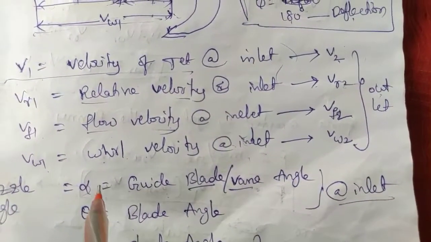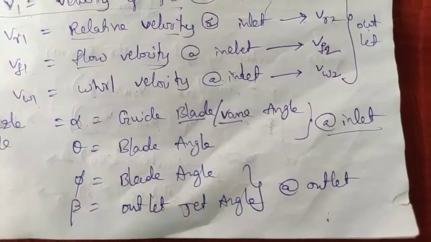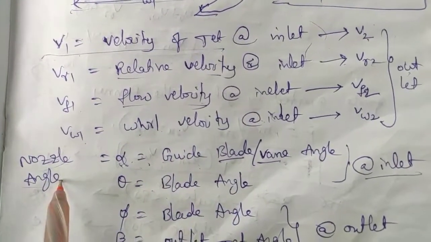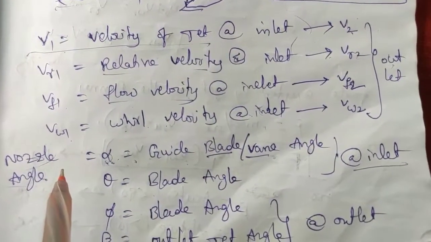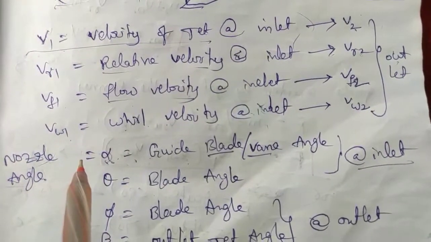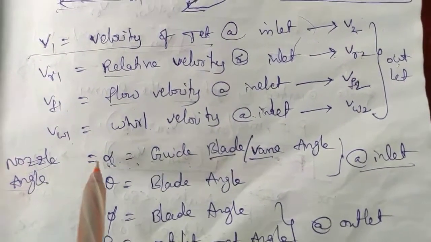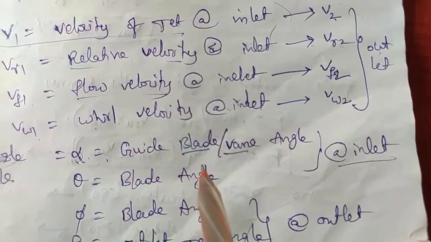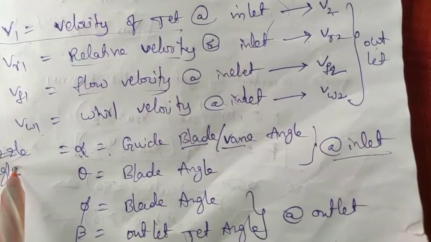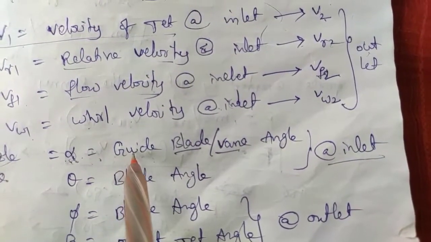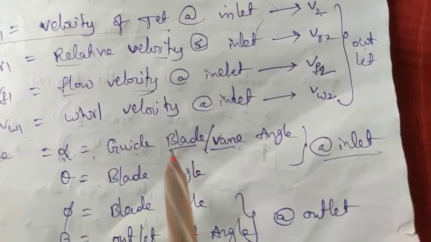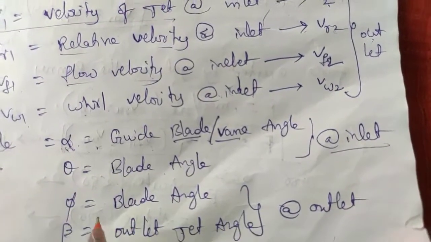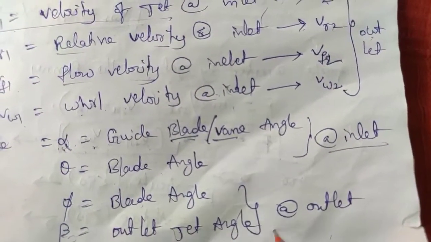Coming to the angles: alpha, theta, phi, beta. In the impulse turbine we take alpha as the nozzle angle or jet angle. This nozzle is located parallel to the turbine axis, that's why we have taken alpha as 0. In the Francis turbine there is no nozzle. In the Francis there is a guide blade. So alpha is the guide angle, theta blade angle, phi blade angle, beta outlet jet angle.